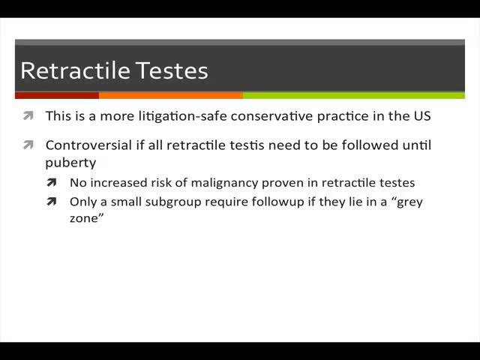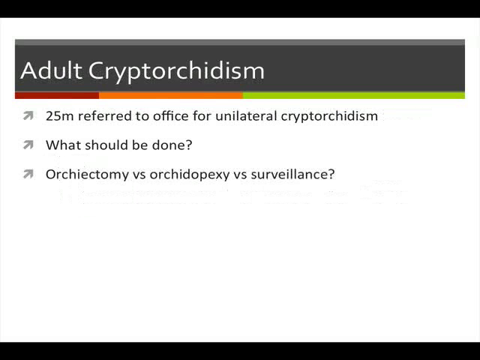In following discussions, this seemed to be more of a litigation-safe or very conservative practice in the U.S., and it is still quite controversial whether all retractile testes have to be followed until puberty, because again, there's no proven increased risk of malignancy. Sometimes a very small subgroup can be followed if they're in a gray zone, where you're not sure if it's a retractile testis or truly a suprascrotal cryptorchid testis, and you want to watch them.